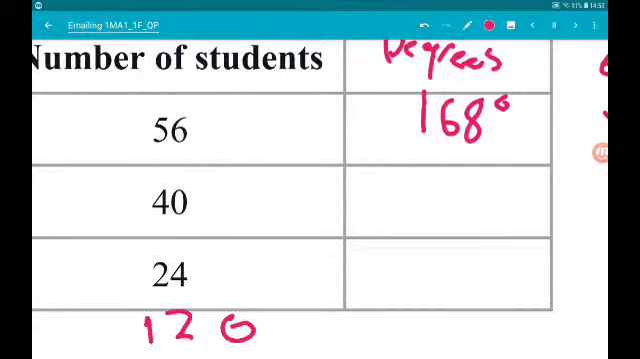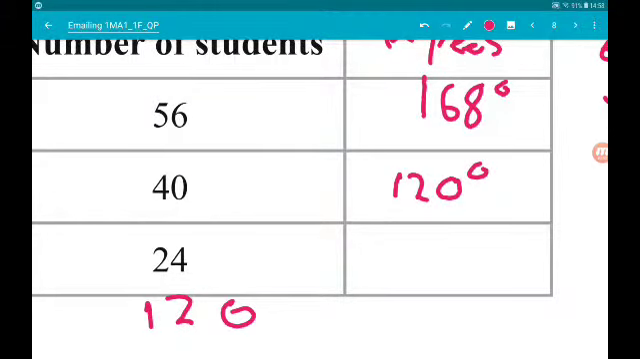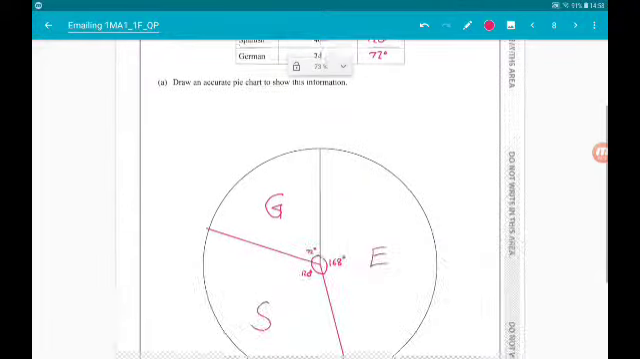3 times 40 is 120. And 3 times 24 is 72. So you now need to use your protractor to draw the pie chart.